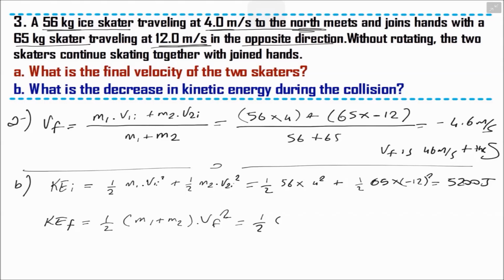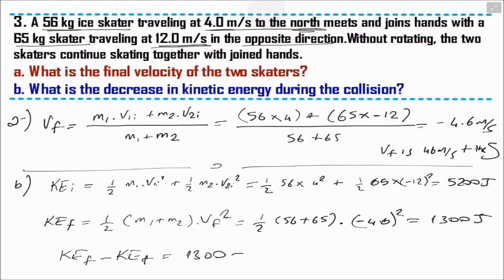And kinetic energy final will be, because they are combined, half times m1 plus m2 times v final squared. So half times 56 plus 65 times v final, negative 4.6, squared. So the result will be 1300 joules. So kinetic energy final minus kinetic energy initial to calculate the decrease. So 1300 minus 5200 will be negative 3900 joules. Thanks for listening.